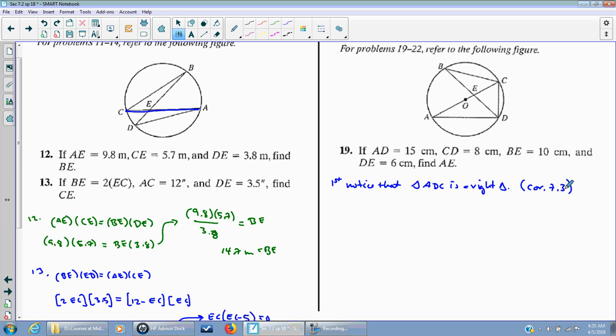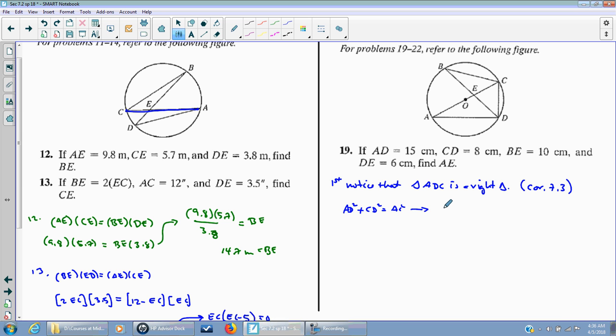If you have a triangle inscribed in a circle where one side is a diameter, then the inscribed angle there must be a 90-degree angle there at D. Okay, so since that's a right triangle, we can use the Pythagorean theorem. AD squared plus CD squared must be AC squared. So plug in what we know.